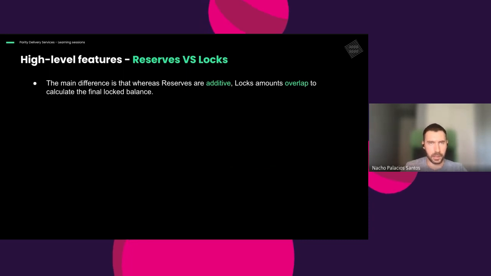And at this point, it might be a bit confusing. What is the difference between reserves and locks, right?